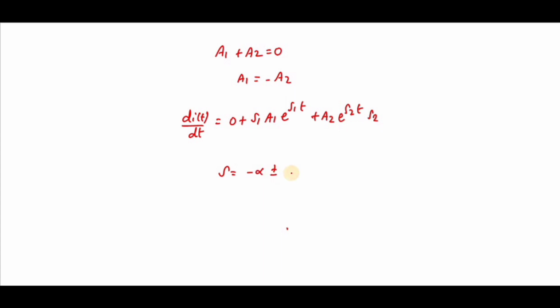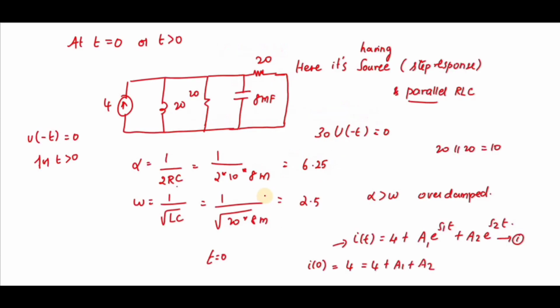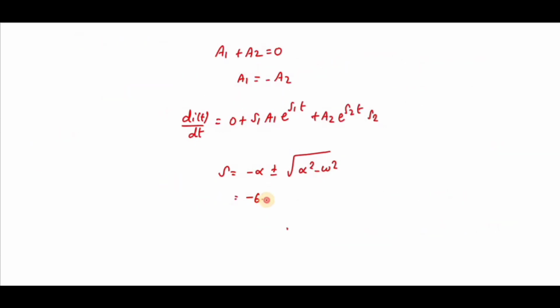Okay, so what is s? S is equal to minus alpha plus or minus root of alpha square minus omega square. This is a formula. So we have already found the value of alpha and omega, so you substitute those values. Okay, so using a calculator you can find the value. So s is equal to minus 6.25 plus or minus root of this value.